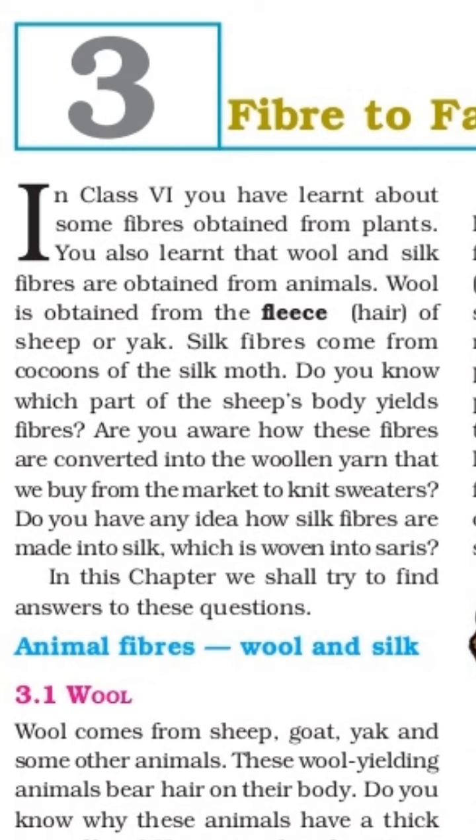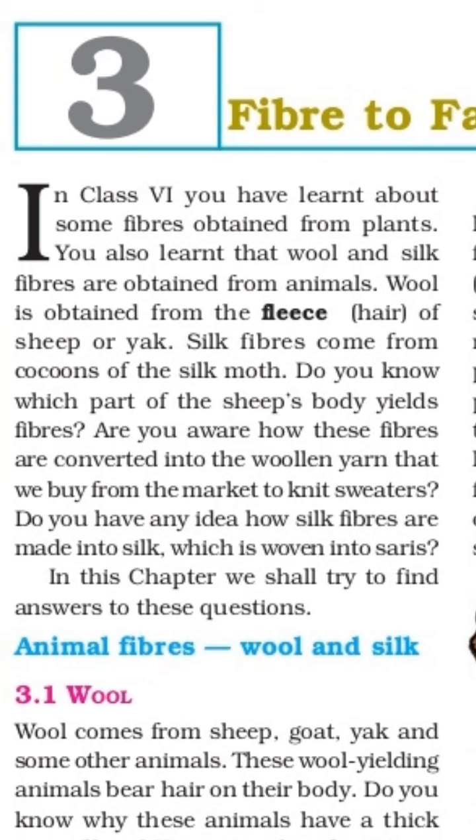In class 6 you learned about some fibers obtained from plants. I already mentioned that in the sixth class, the chapter with the same name, Fiber to Fabric, dealt with the fibers obtained from plants. You also learned that wool and silk fibers are obtained from animals, and how we obtain them and how we convert them into fabric we will see in this chapter.